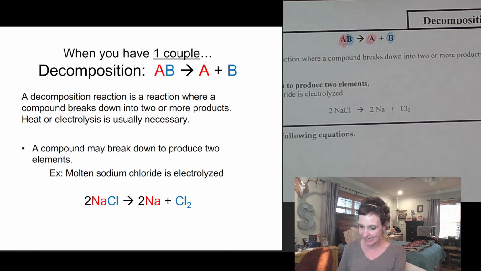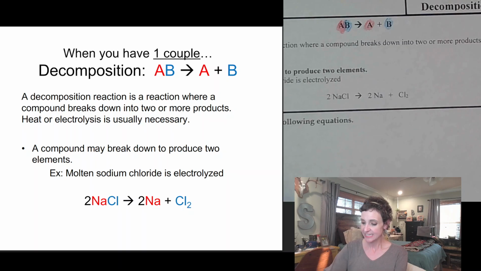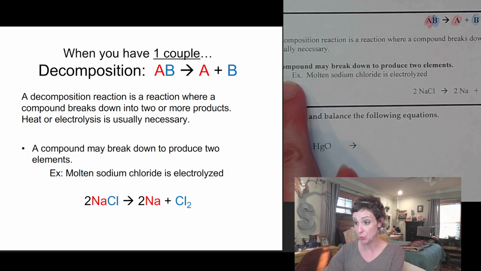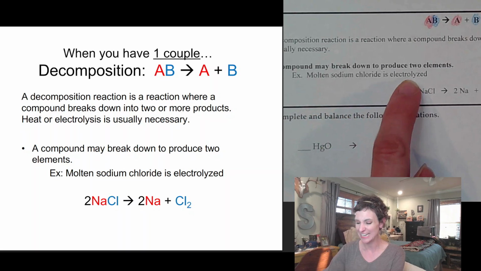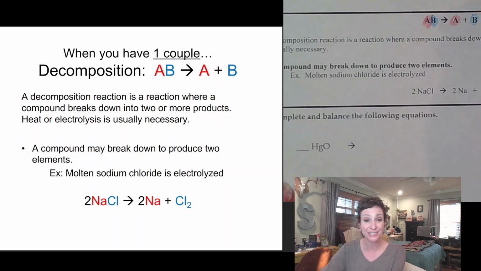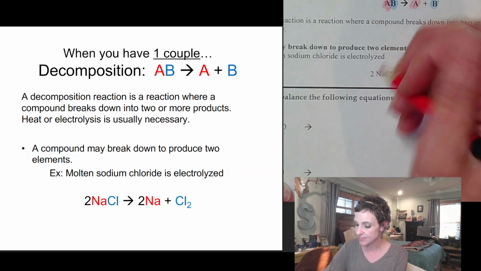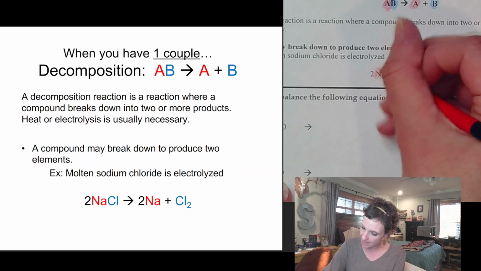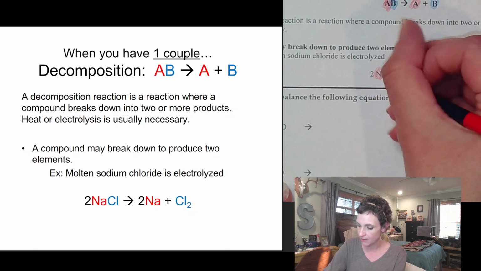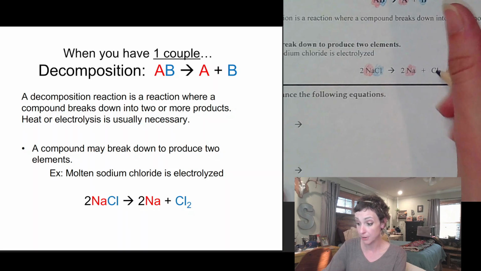So here's an example of an ionic compound breaking up or decomposing. It says a compound can break up into two elements. So here I've got molten sodium chloride is electrolyzed. Electrolyzed means electricity is pushed through the sample, which causes the ionic compound to break apart. So I notice for this guy, I have a metal, sodium, and the nonmetal chlorine. So this is sodium chloride, and it breaks up into plain old sodium and then plain old chlorine.